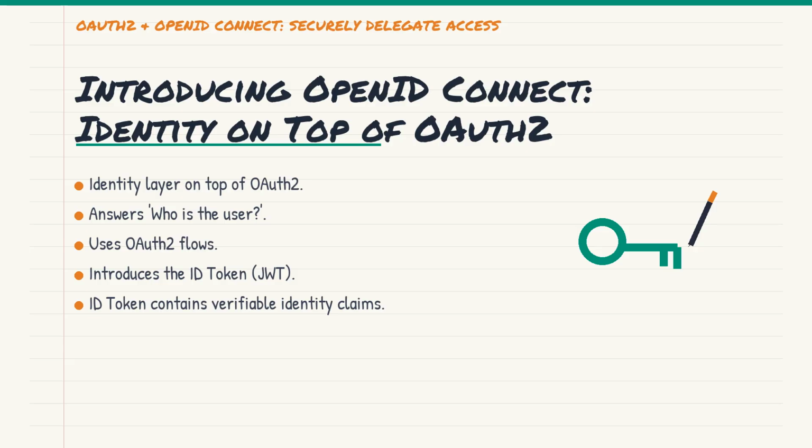Okay, so OAuth2 is fantastic for delegated authorization, letting one app access another's resources on your behalf. But what if you want to know who the user actually is? What if you need to verify their identity? That's where OpenID Connect, OIDC, comes in.